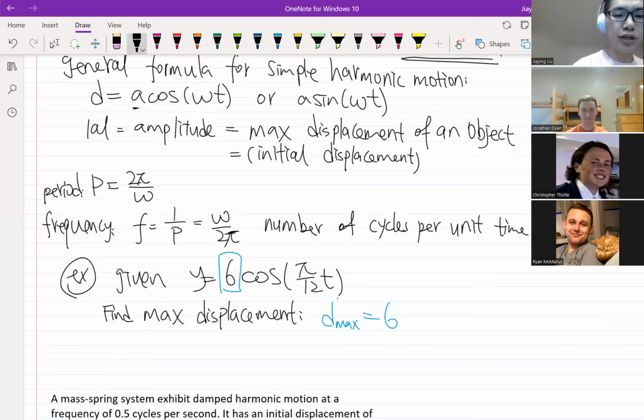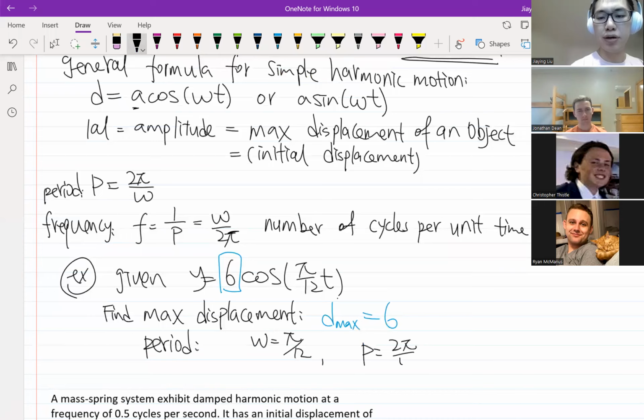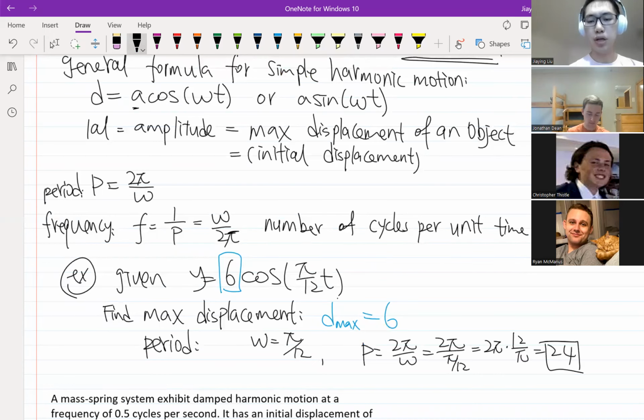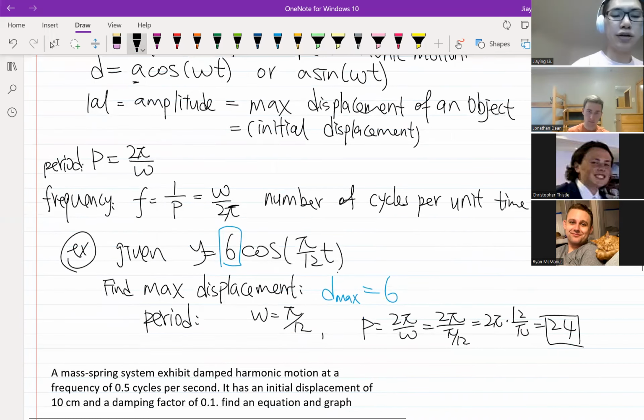And if we want to find the period, we have the omega, which is pi over 12, or b equals pi over 12, and then the period is going to be 2 pi divided by omega, which is 2 pi divided by pi over 12. So 2 pi times 12 over pi, so that's going to be 24. That's the period.